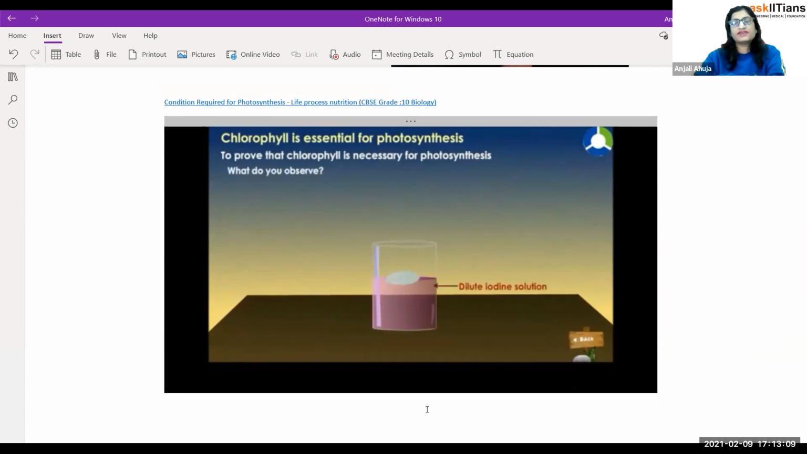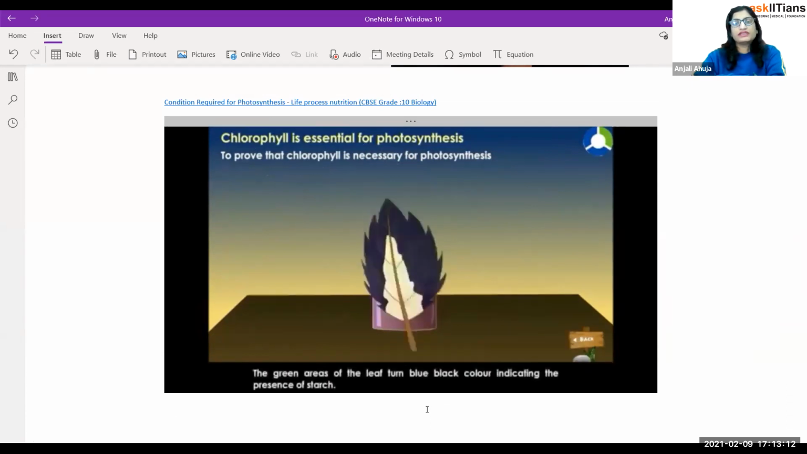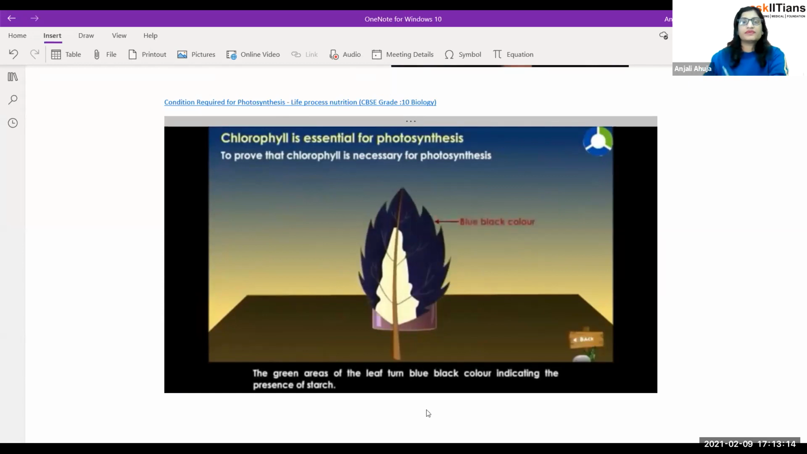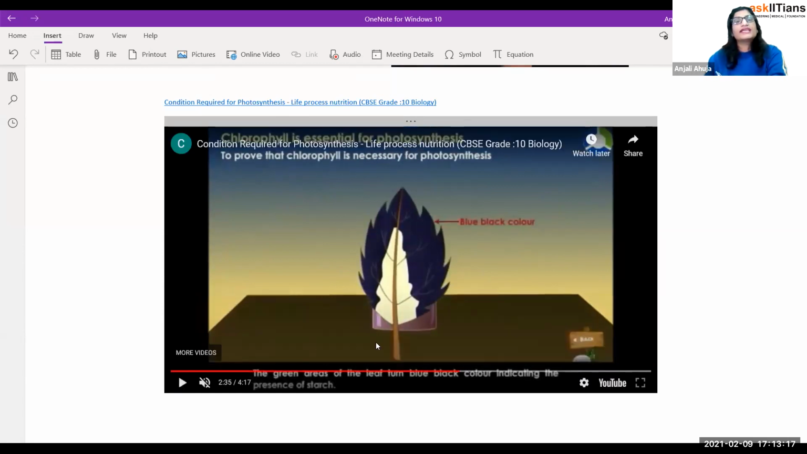Then place the leaf in the dilute iodine solution. The green area of the leaf turns black, indicating the presence of starch. What he is saying is that because chlorophyll is the one that helps in photosynthesis, they have taken a leaf wherein half of the leaf has chlorophyll and half does not. So by this process, the part where chlorophyll is present has starch, because it is helping in photosynthesis. And the part where chlorophyll is not there, you do not find any result. That's the exact thing I would say. So it's almost the same experiment.